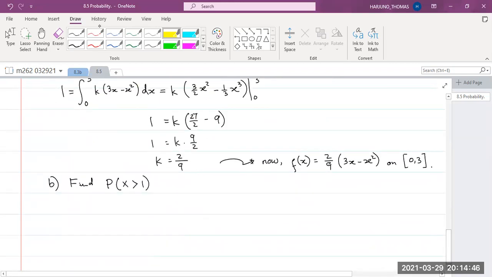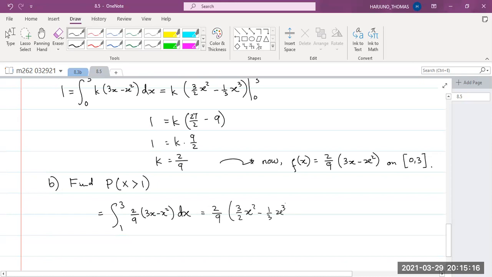Now find the probability that x is greater than 1. That equals the integral from 1 to 3 of 2/9 times (3x minus x squared) dx. That's the probability. Okay, so that is equal to 2/9 times (3/2 x squared minus 1/3 x cubed) from 1 up to 3.